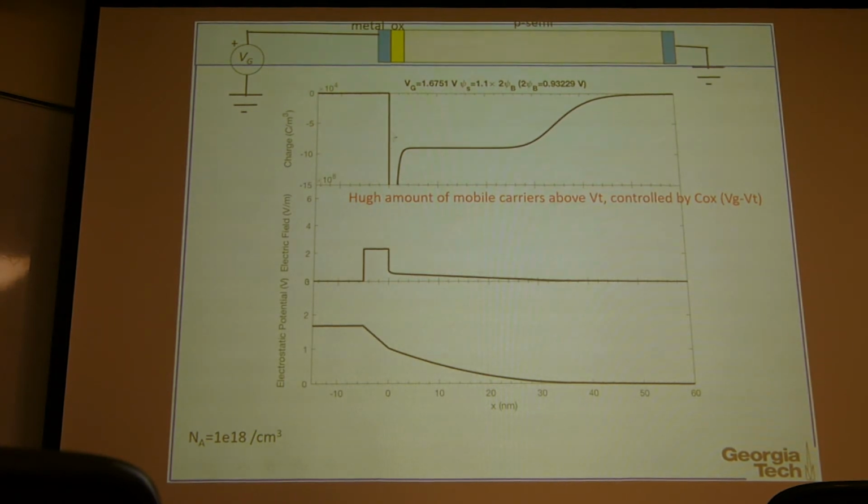And the high amount of mobile carrier above threshold voltage is controlled by the gate voltage minus threshold voltage, times the C_ox. So this is capacitance times the effective voltage that controls this amount of charge at the surface.